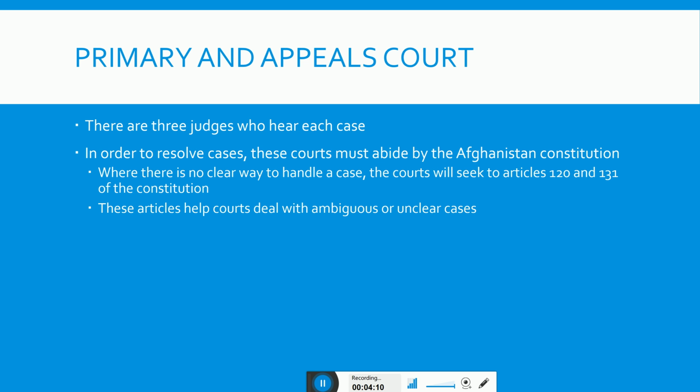Now, more on the Primary and Appeals Court. There are 3 judges who hear each case. In order to resolve cases, the courts abide by the Afghan Constitution. They must hear the cases out and seek to the Constitution for conciliation of the situation. And where there is no clear way to handle a case, or there's no clear outcome or past case like it, they'll seek out 2 specific articles, Article 120 and 131 of the Constitution, where these articles go into explanation of how to deal with ambiguous cases, sort of like a walkthrough.